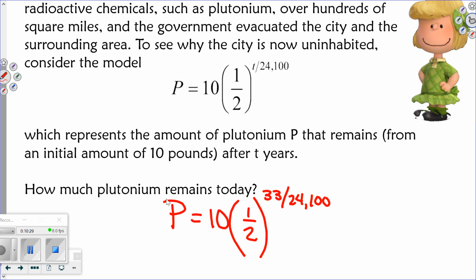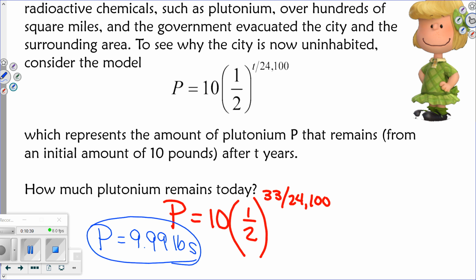Wait, what? 9.99? But I just want you to take into consideration, look at that. It has been 33 years since that accident happened. It started out with 10 pounds. 33 years later, 9.99. So you think they're moving back in anytime soon?